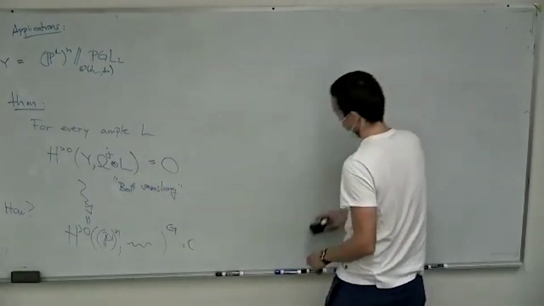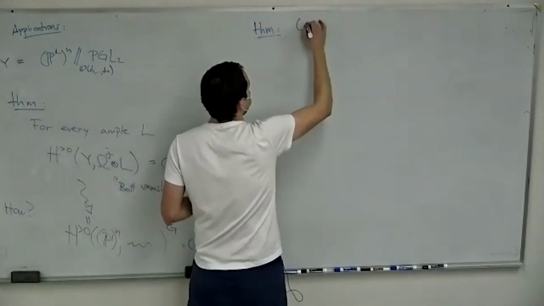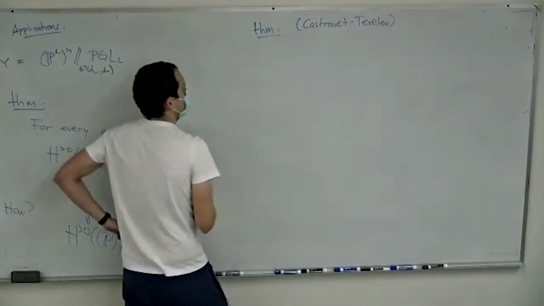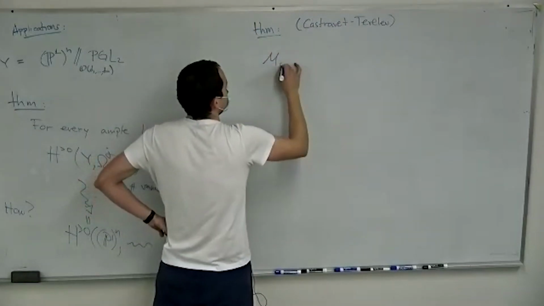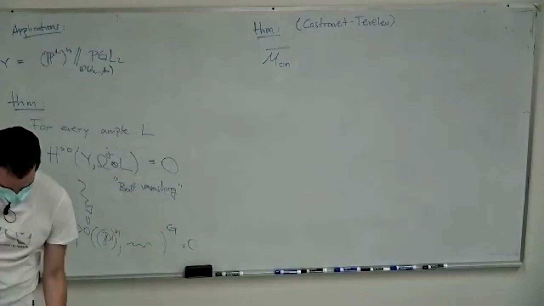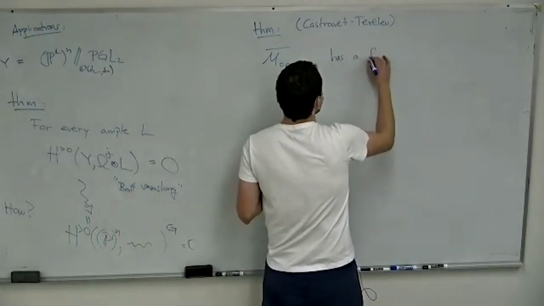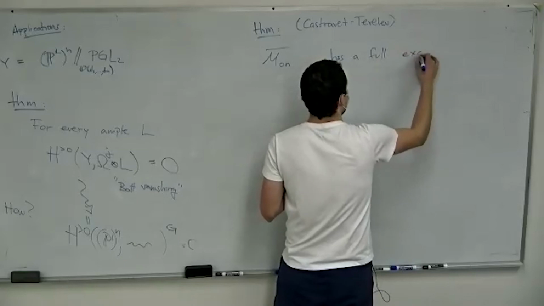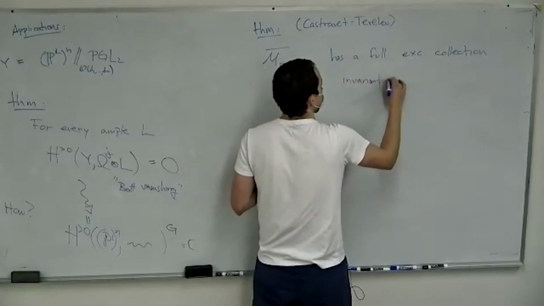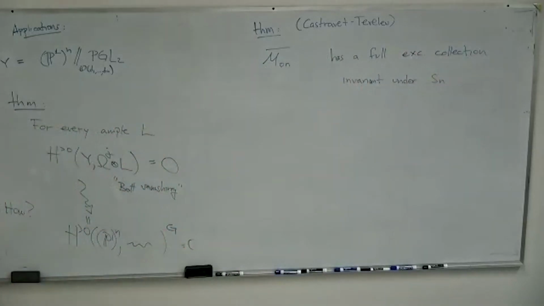If you care about the derived categories, then you can look at the following result, for instance, by Castravet and Favero, that the stack of stable rational curves with n marked points has a full exceptional collection that is invariant under Sn, under the action of Sn. So if you permute the points, the exceptional collection stays the same.